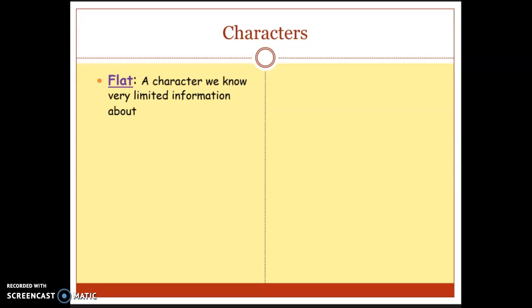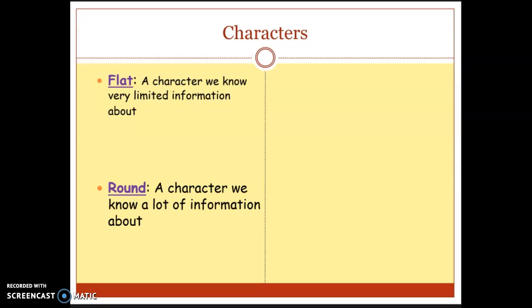So we have flat character. A flat character is where we know very limited information about that character. We don't see a lot about them. We only know one side of them. The opposite of that is round, a character we know a lot of information about.